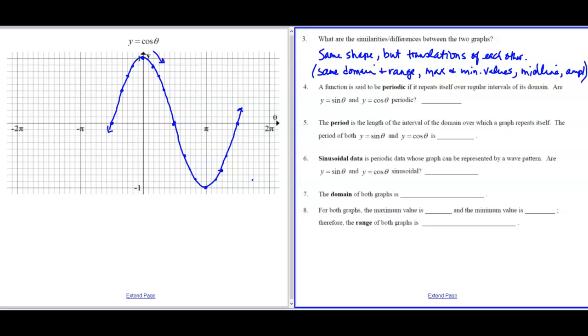Midline, amplitude. Okay, so a function is said to be periodic if it repeats itself over regular intervals of its domain. So these are periodic. Got mountain and valley. So this says same domain and range, max and min values, midline and amplitude. All the same.